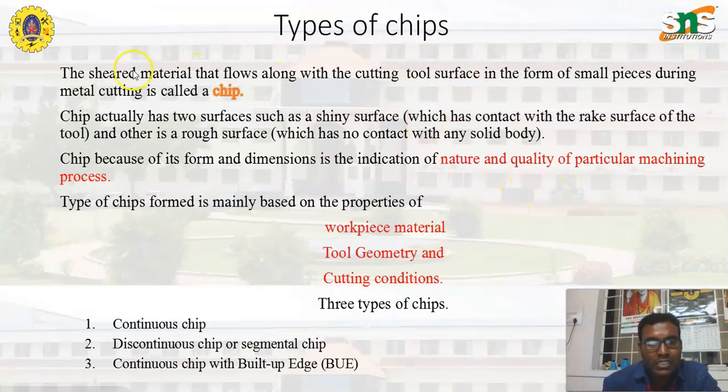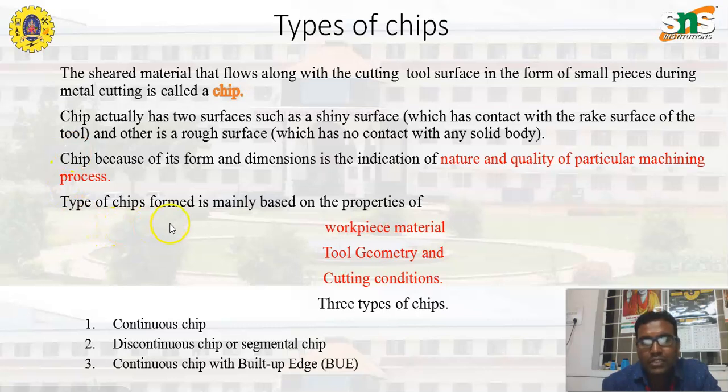What is a chip? The sheared material that flows along the continuous tool surface in the form of small pieces during metal cutting is called a chip. In short, the waste which is produced during the machining process is known as the chip. A chip actually has two surfaces: the shiny surface which has contact with the rake surface of the tool, and the rough surface which has no contact with any solid body. Because of its form and dimensions, the chip is an indication of the nature and quality of a particular machining process.